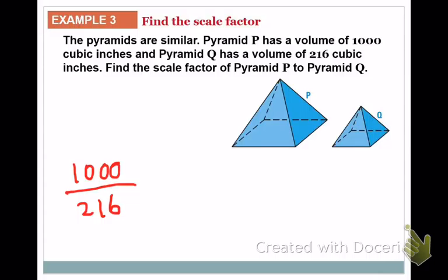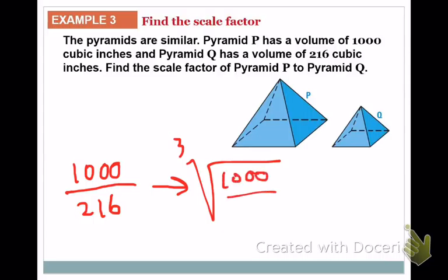Not square root. You're on the right track, though. Cube root. So practice on your calculator. Cube root of this and the cube root of that. What are the cube roots of those two values? 6 and 2, or 2 and 6. All right, so it's going to be the cube root of 1,000 over 216. You say it's 10 and 6? All right. So the ratio of the scale factor is 10 to 6.